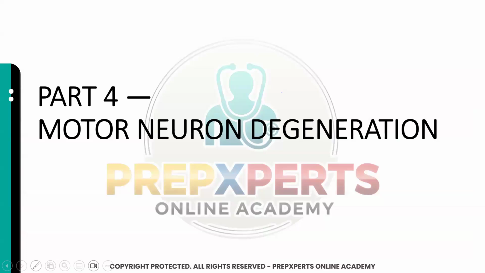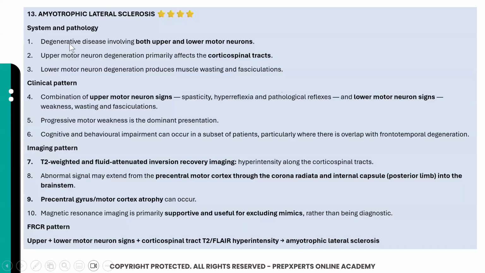Motor neuron degeneration. Last, amyotrophic lateral sclerosis. What happens here is degenerative disease involving both upper and lower motor neurons. Both upper and lower motor neurons. Symptoms are going to be similar to that.